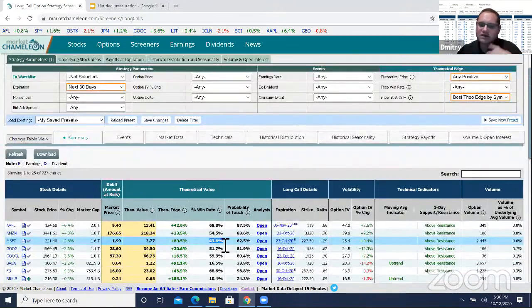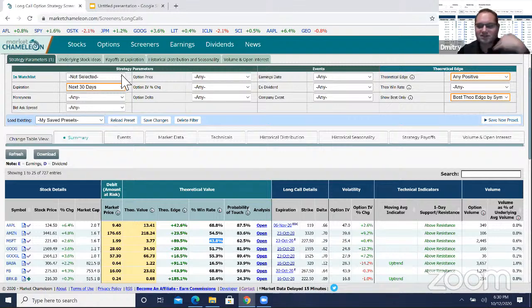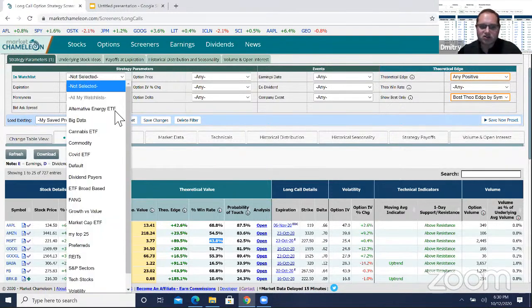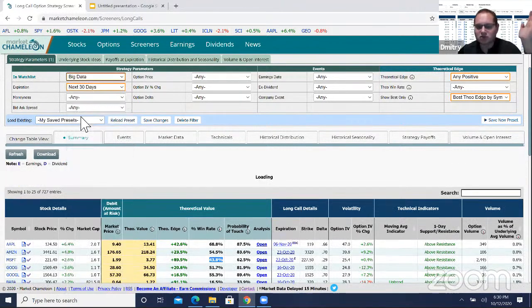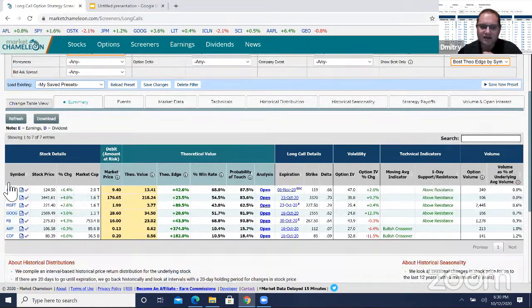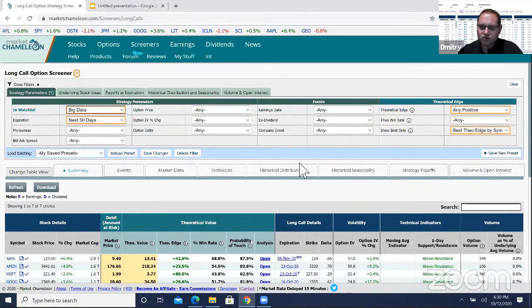Now, if you wanted to narrow it down further, let's say you just want to see your watch list, you could just say, show me my watch list. I'm only interested in my big data watch list. So this is my watch list, stocks involved in big data. And then you could do it this way. So you have a lot of different choices here.